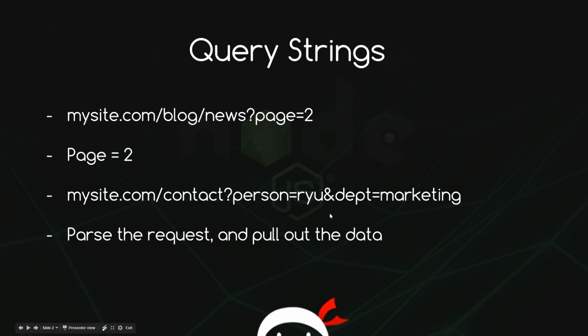Okay, so say we make a request like that, and we pass on this additional information which we want to use. And what we need to do is parse that request and pull out this data so that we can use it within our application code. So let's look at an example.